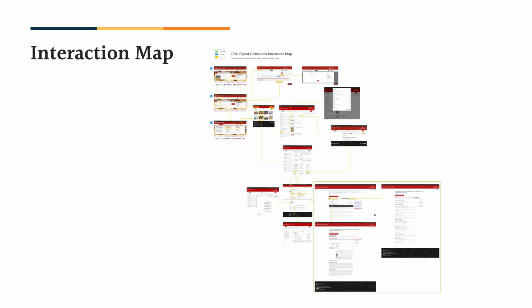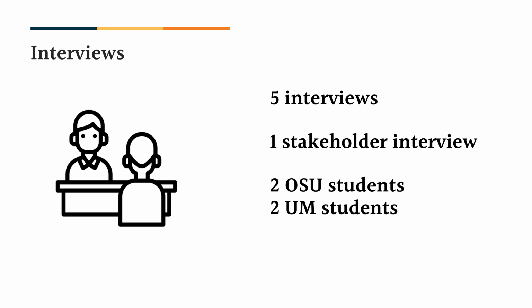We first created an interaction map to get familiar with the product and learn how users might navigate through collections. We began our needs assessment by conducting 5 interviews with 1 librarian in OSU Collections, 2 OSU students, and 2 U of M students. The goal of our interviews was to better understand the project scope, user characteristics, user habits, and what users desire in online research databases.